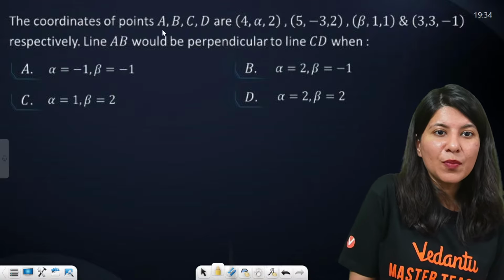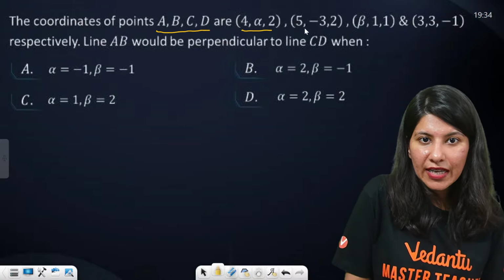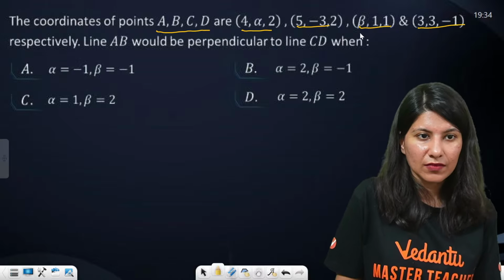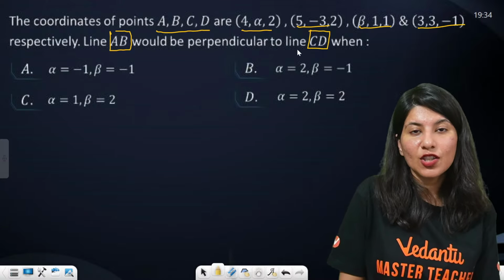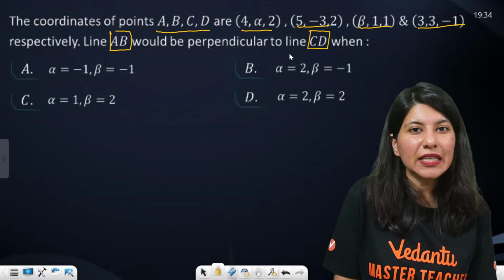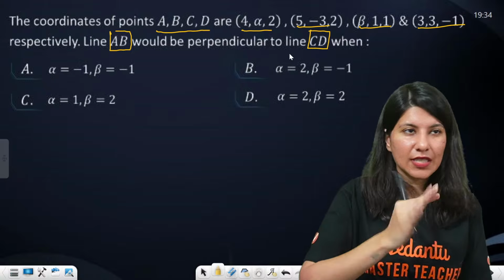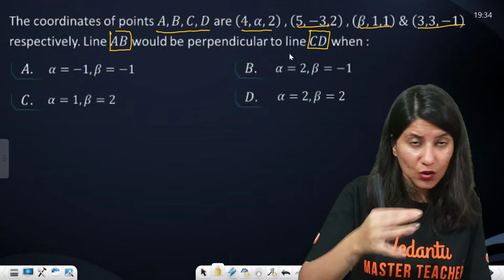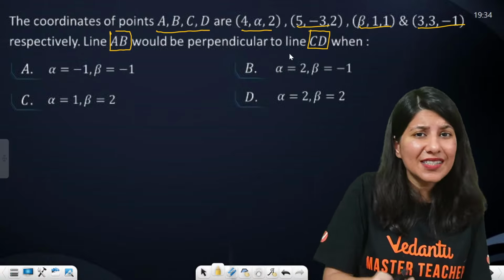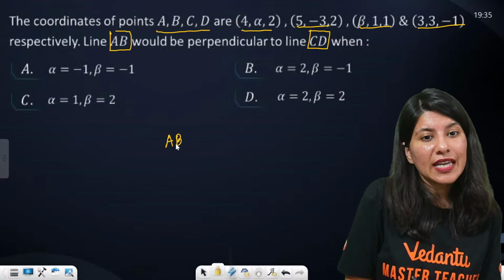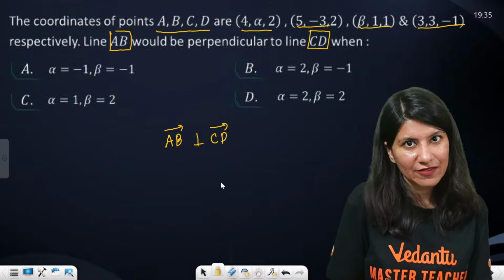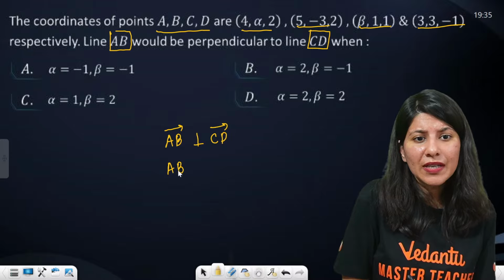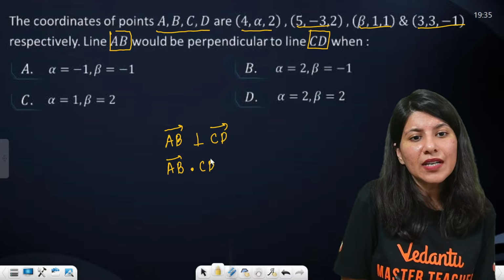The coordinates of points A, B, C, D are given, and line AB is perpendicular to CD. Now this is very basic. This isn't a 3D geometry question, this is just a vector question as well. You can apply 3D geometry, you can apply vectors, both are the same thing in this question. So AB vector is perpendicular to CD vector. Can I write it this way? Definitely.